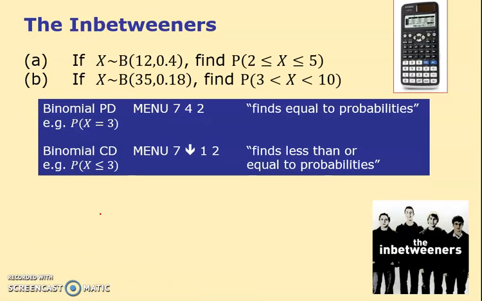Now, we do get some questions which are slightly different. These I'm describing as the in-betweeners for obvious reasons. It's when you want to find the probability between 2 values, so like between 2 and 5. So we do it the same way, but just notice the way I've got to do this. For this part A, it says x is binomial 12, 0.4. That's okay, we're not fussed by that.